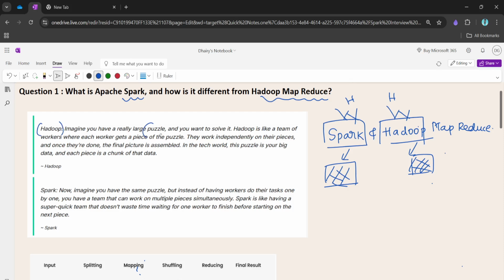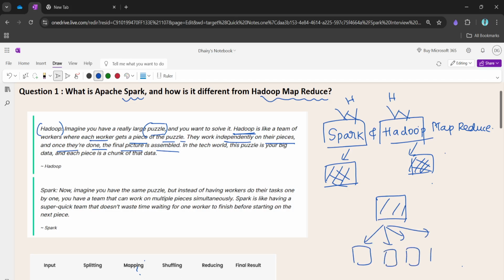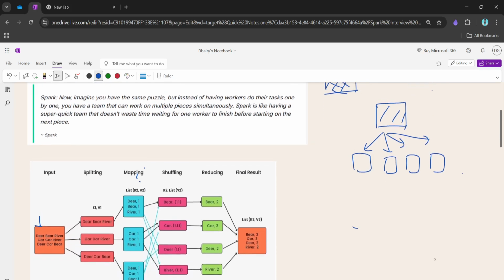We are understanding this with the help of a puzzle example. So imagine you have to solve a puzzle, right? Hadoop is like a team of workers where each worker gets a piece of the puzzle. They work independently on their pieces, and once they are done, the final picture is assembled, right? So let's say we have 10 worker nodes, or in the case of the puzzle, we have a puzzle and we have 10 people to solve that puzzle.